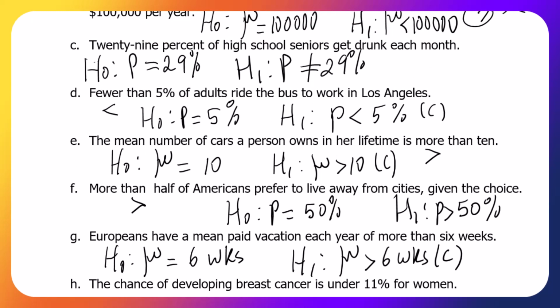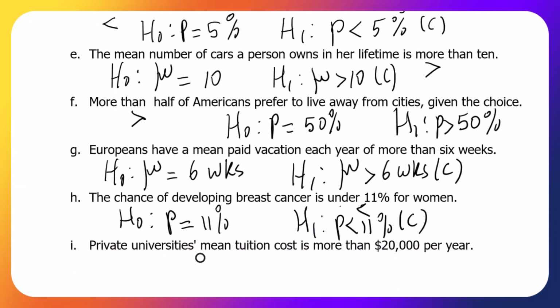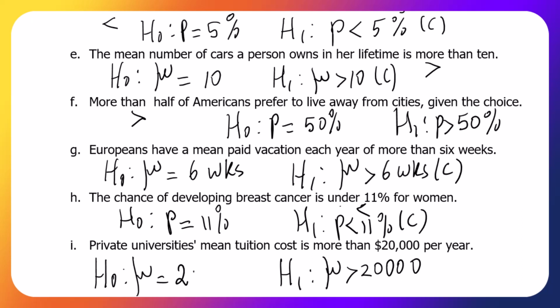The chance of developing breast cancer is under 11%. So under means less than. So H0 will be P equals 11%, and H1 will be P less than 11%. And this is the claim. The last one, private universities' mean tuition cost is more than 20,000 per year. So H1, the mean is more than 20,000, and here H0, mean equals 20,000. And again, the claim is right here.